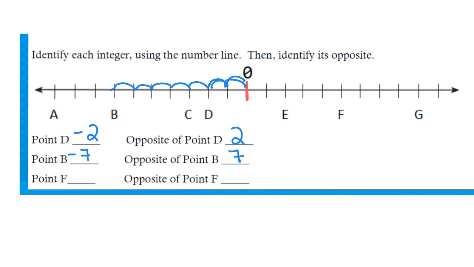And then point F is to the right, 1, 2, 3, 4, 5. So that's a +5, so the opposite of that would be a -5.